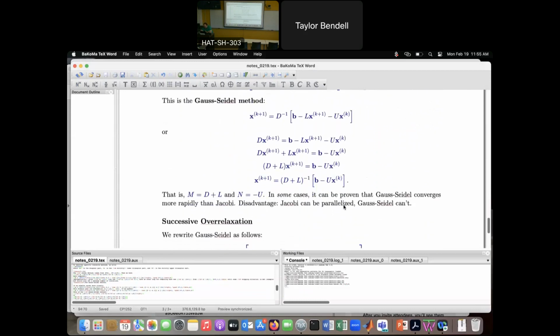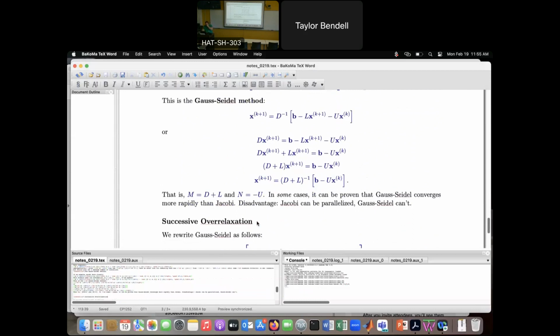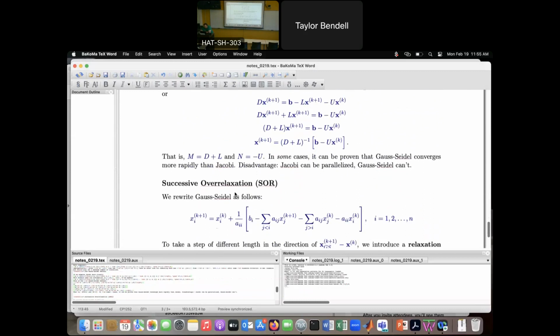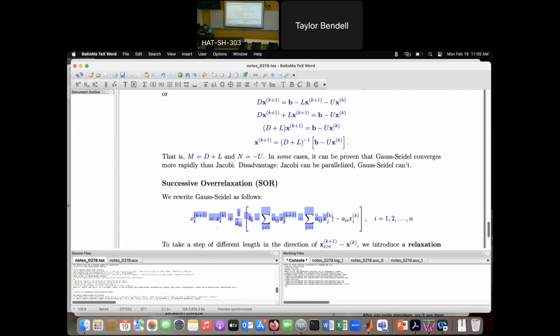I have one more method. Successive over-relaxation, customarily abbreviated as SOR. Just as Gauss-Seidel can be thought of as a modification of Jacobi, SOR can be thought of as a modification of Gauss-Seidel. So what I've done here is I've rewritten Gauss-Seidel in a rather strange way, where each component of xk plus 1 is equal to the same component of xk plus all this stuff. So I've done an add-subtract thing over here, which I know seems kind of strange.